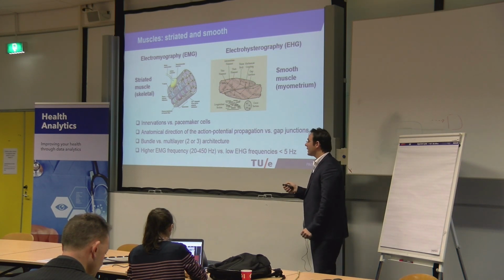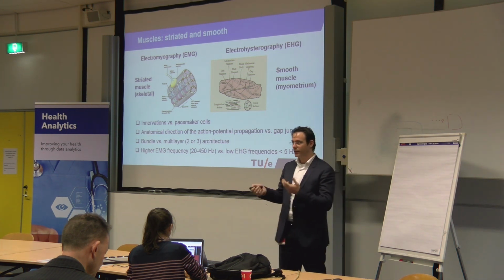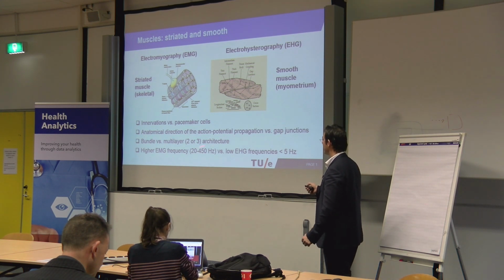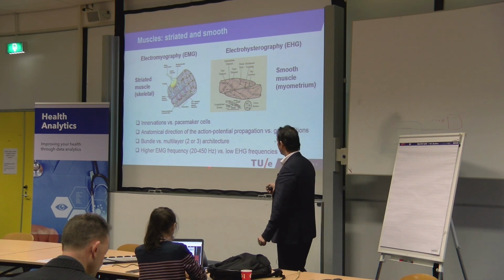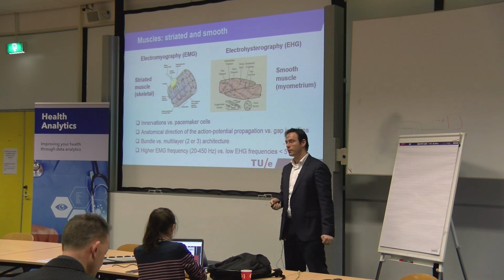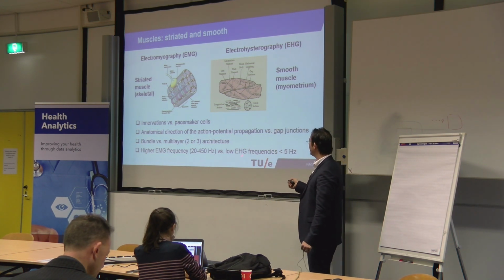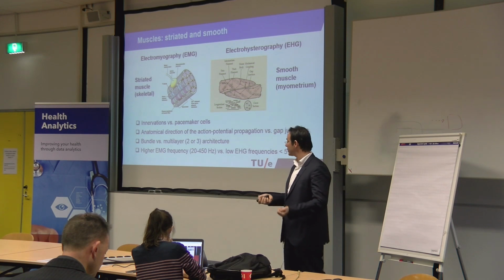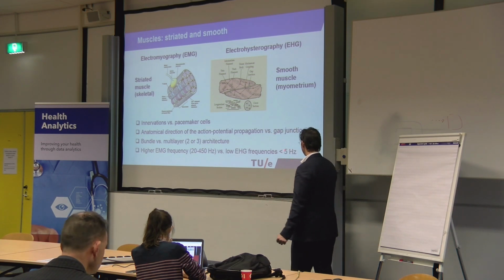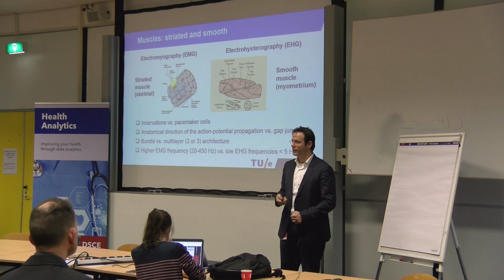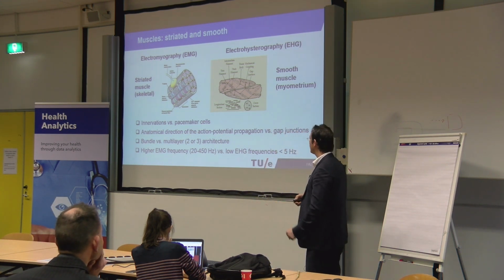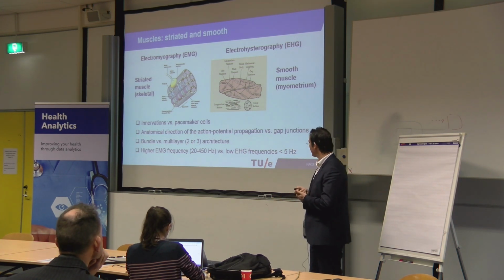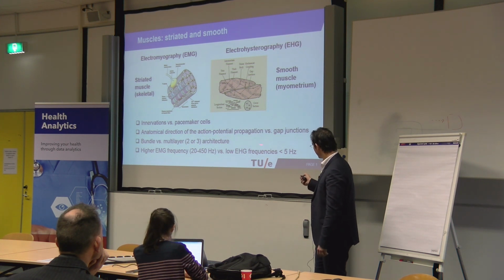Also, the signals that we measure have a totally different bandwidth. For skeletal muscles, we will measure on the surface a bandwidth of 20 to 400-450 hertz. Instead, the electrohysterogram, which is the electrical activity of a smooth muscle like the uterus, has a very low frequency, as you can see here. This is very challenging also from the electronics standpoint, because you have a lot of noise at these low frequencies and a bias, which makes these measurements quite complicated.